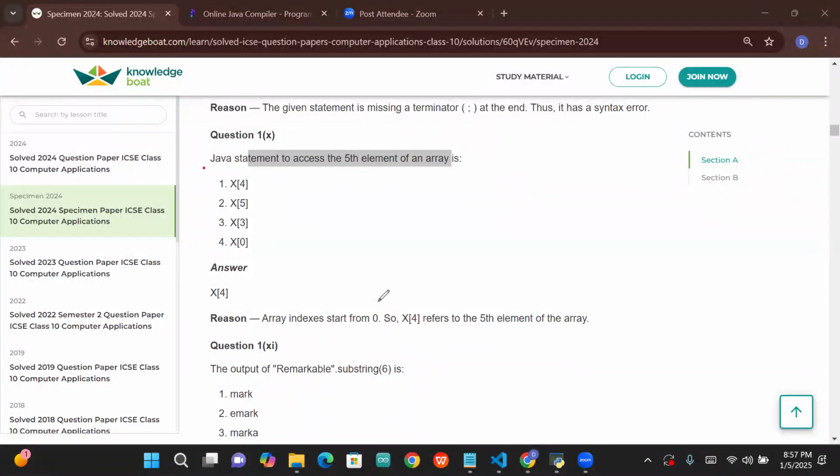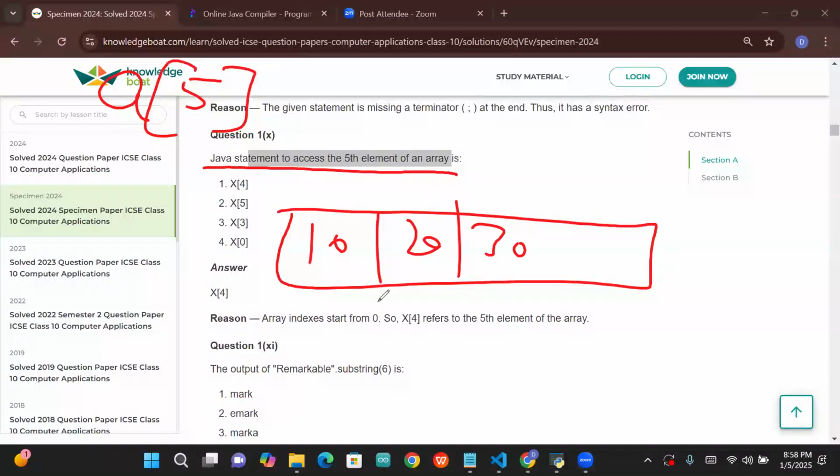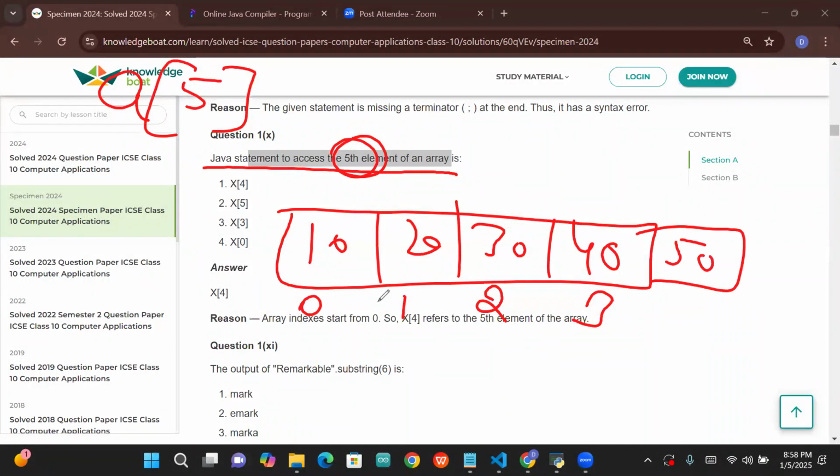Now they are asking for the Java statement to access the fifth element. So you know, an array starts from the zeroth index, right? Meaning you defined an array of size 5, so it starts from the zeroth index, right? 10, 20, 30 you are storing. So you will start from the zeroth index: 0, 1, 2, 3. So the fifth element, because you are starting from the zeroth index, will be at the fourth position, right?